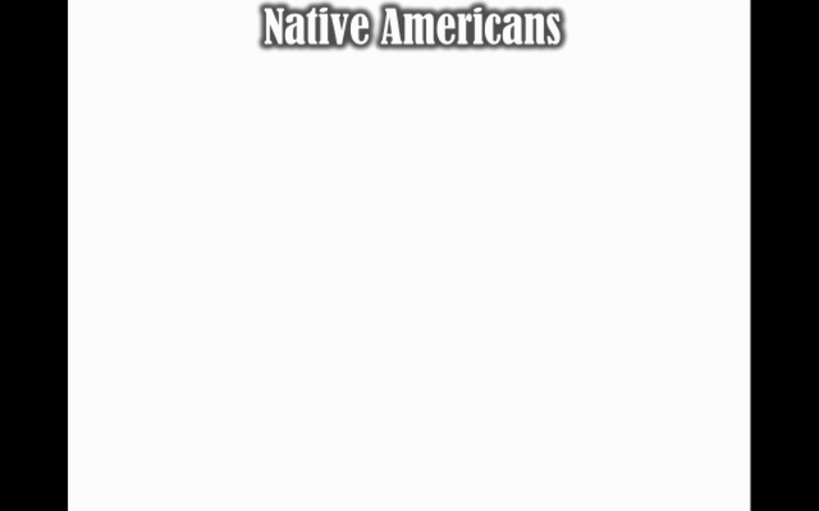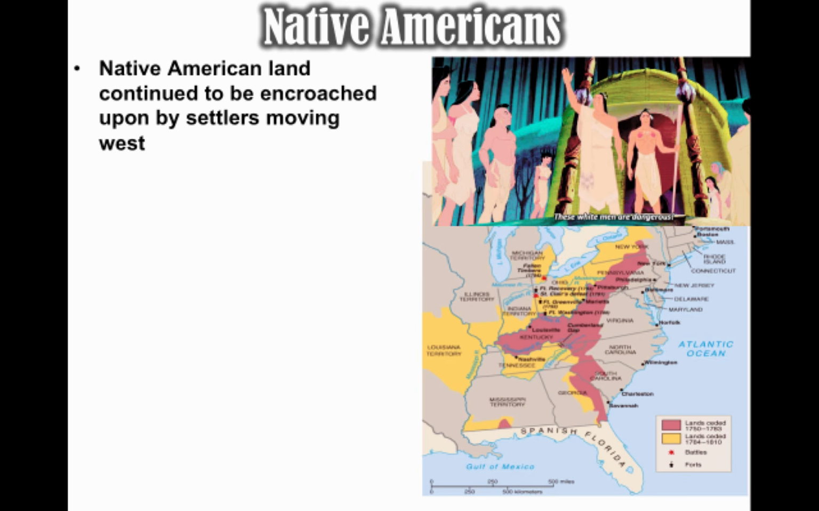Native Americans also continued to cause the U.S. issues, justifiably so. Recall, Native American land continued to be encroached upon by settlers moving west. You can see that in the yellow. The U.S. is moving westward, and Native Americans are really concerned. Recall, after the American Revolution, there's no Proclamation of 1763 line keeping Americans out of this region.